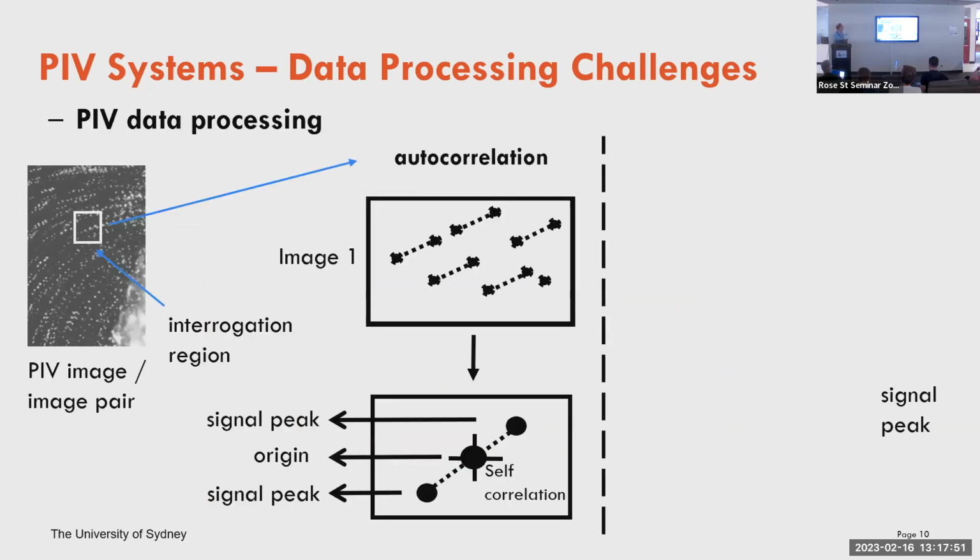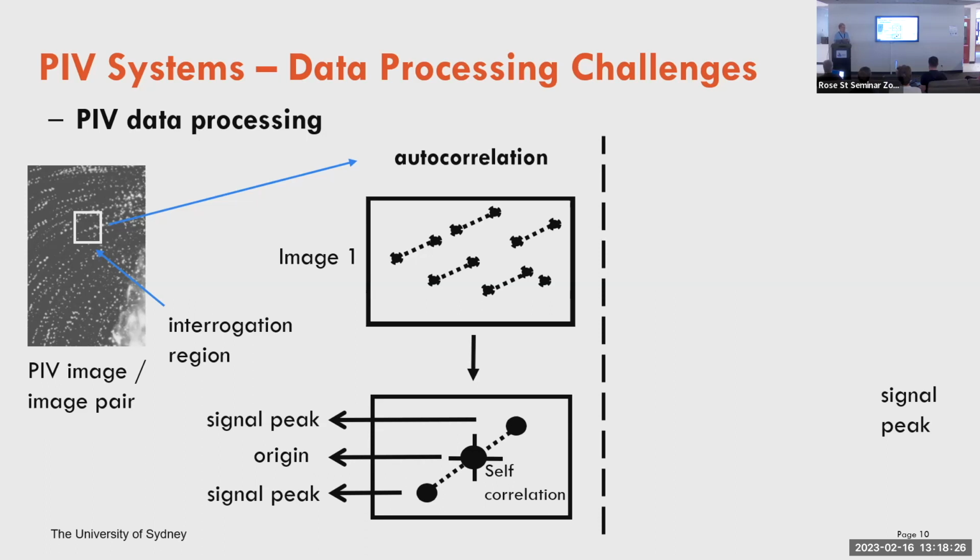With PIV processing, the original type of processing that was done right back in the 90s, where the digital technology wasn't particularly good, was you would double pulse both of your images onto one transparency, effectively, or one photo. So we were still using film. So you would store both the pulses on one image, and then you process it with this method, autocorrelation, which I'm sure some of you are familiar with.